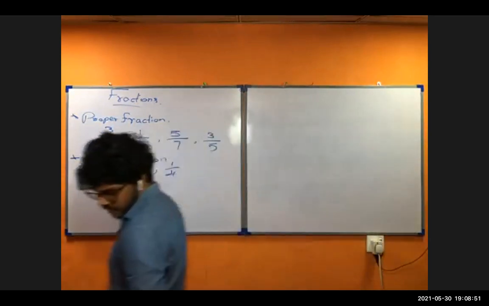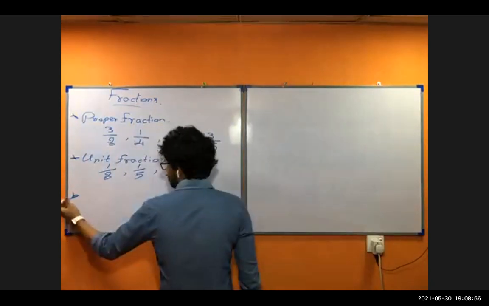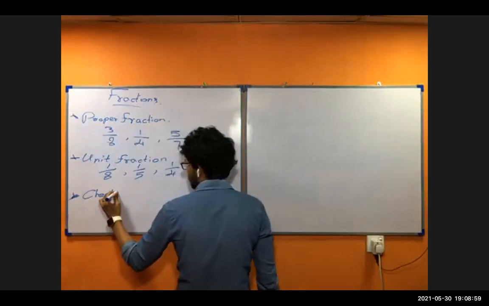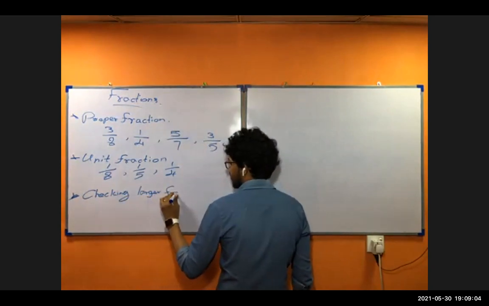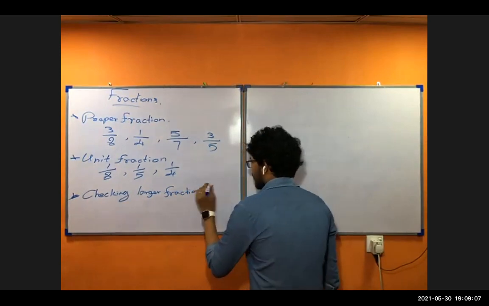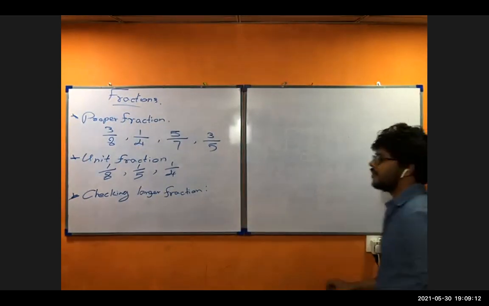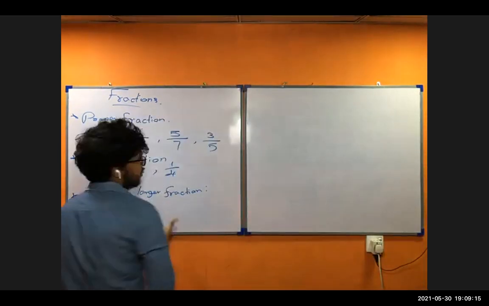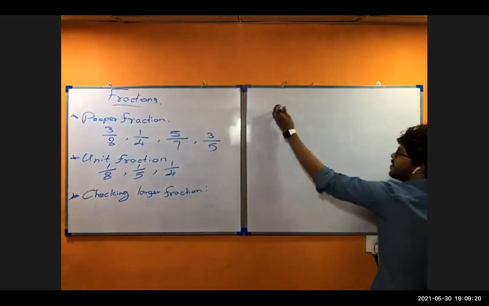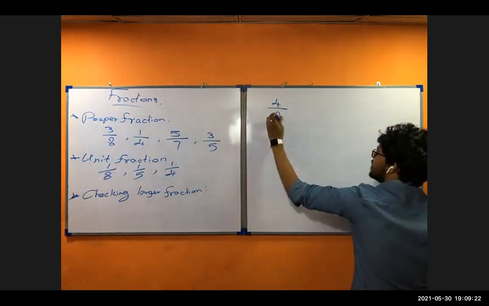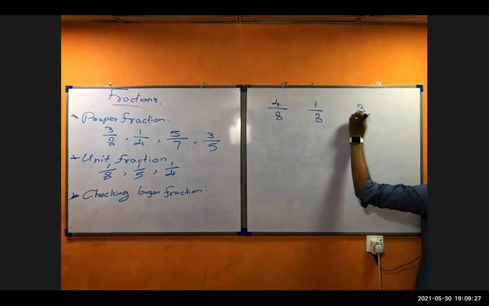Okay. Then how to check which fraction is larger? Next topic, checking the larger fraction. When checking which one is the larger fraction, if the denominator is the same, then we don't have any problem, right? For example, we have 4/8 and we have 1/8 and we have 3/8.